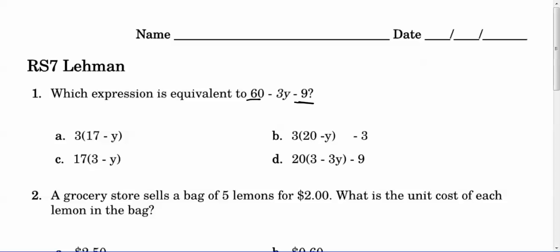So 60 minus 9 is 51, right? And then we still have minus 3y. These two cannot be combined because 51 does not have a y attached, all right? So those are not the same. This question also tests your understanding of the distributive property.